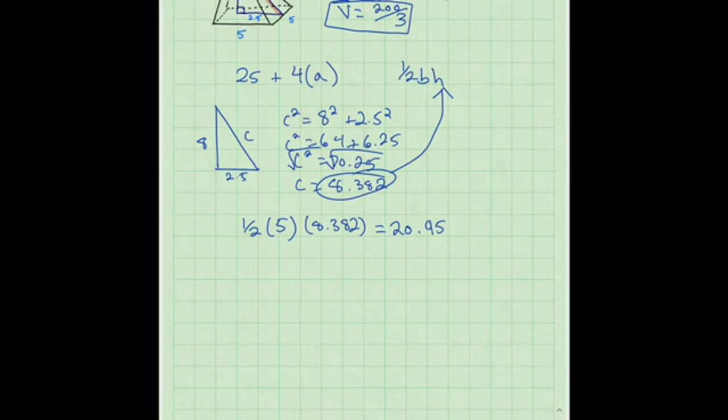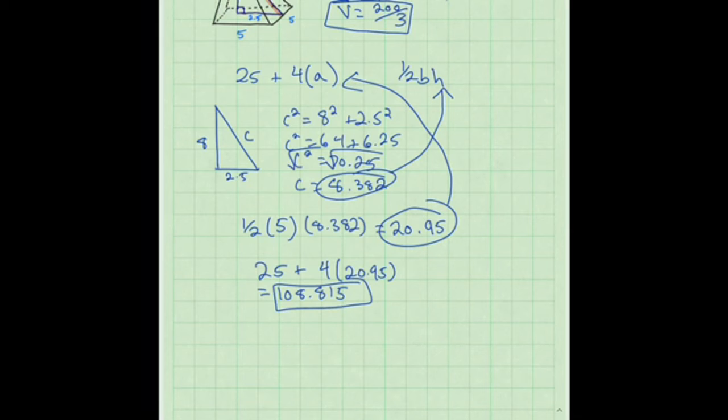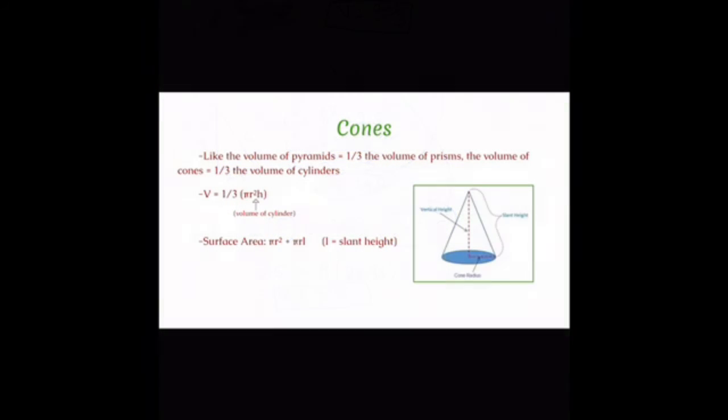And now this can be plugged into A, because that's the area of one of the triangle faces. And then there's 4 of them, so 4 times 20.95, and this gives you a grand total of 108.815 for surface area. Yay!